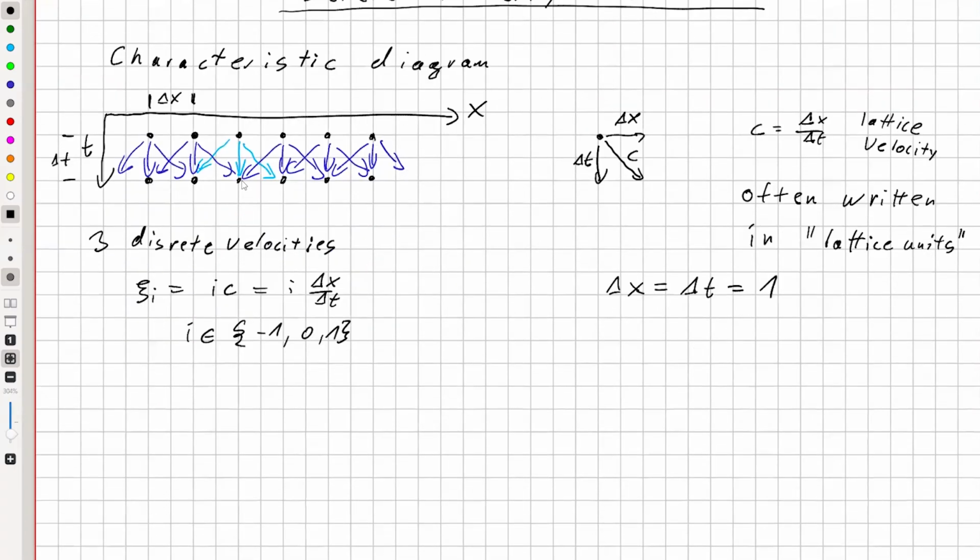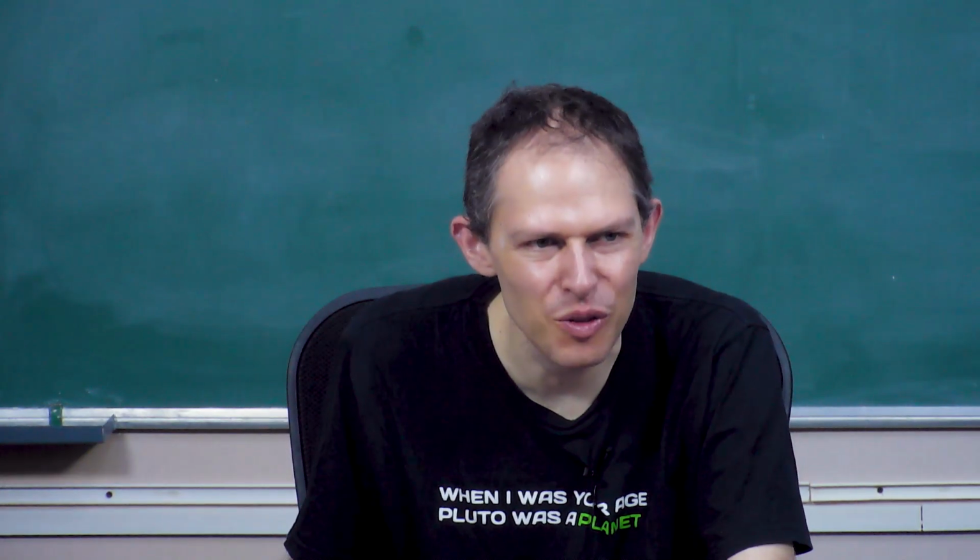And now the algorithm proceeds like this. We have a so-called streaming, where particles move with c_i equal to i times delta x by delta t, i an integer. Okay, so you may have more speeds, but the speeds need to be integer because they need to come from one lattice node to another lattice node and not anything in between.